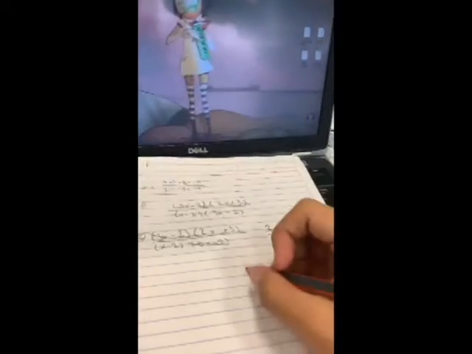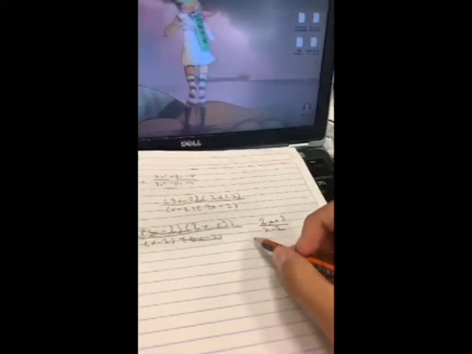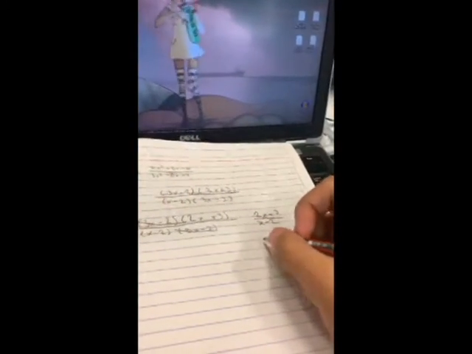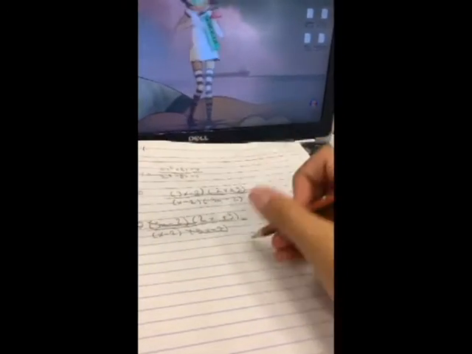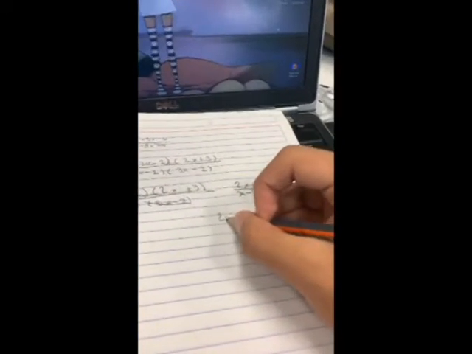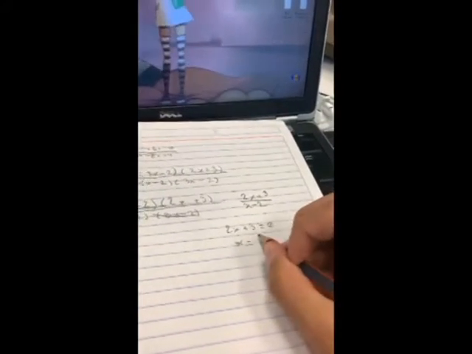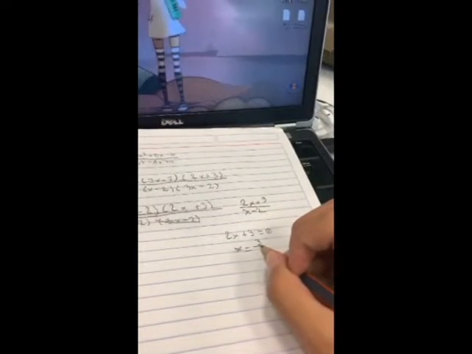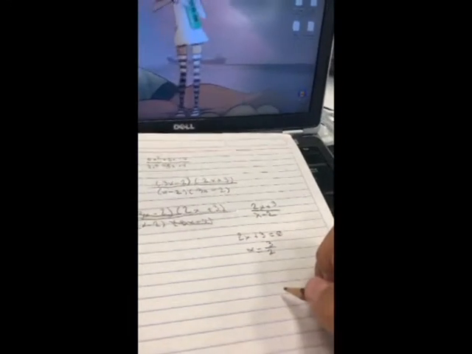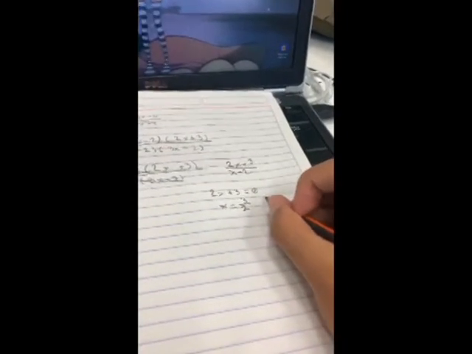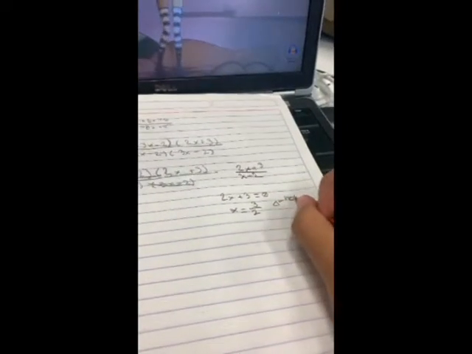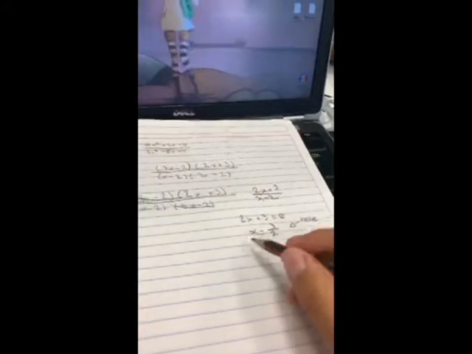So we're going to find the hole, and to find the hole of the graph, we are going to take this equation, 2x plus 3 equals 0, and we're going to find the x. So it's going to be x equals 3 divided by 2, and that's going to be our hole. It's going in this x.